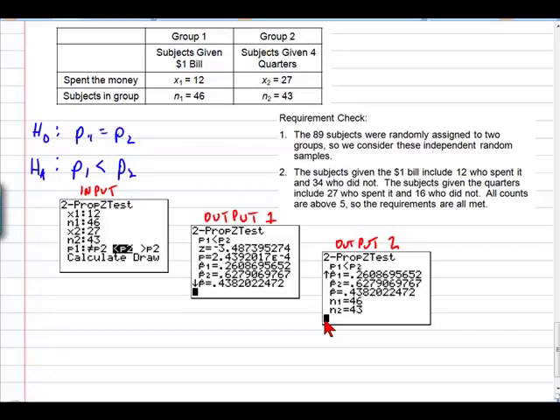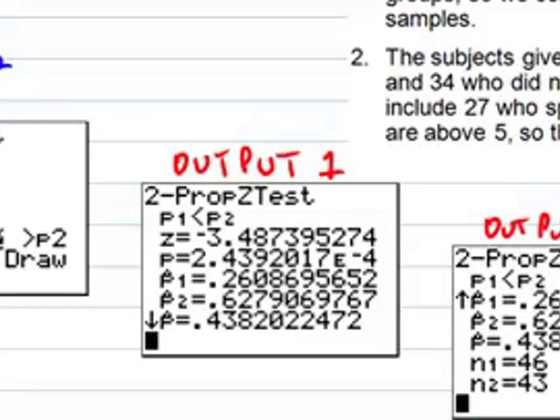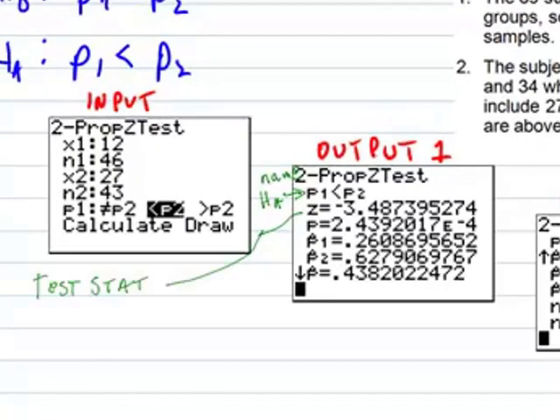So what is our p-value here? If we're going to use the p-value method to test this, what number here would represent our p-value? This is the name of the test. This is our alternative hypothesis right here. This is our test statistic. And this number right here is the p-value.